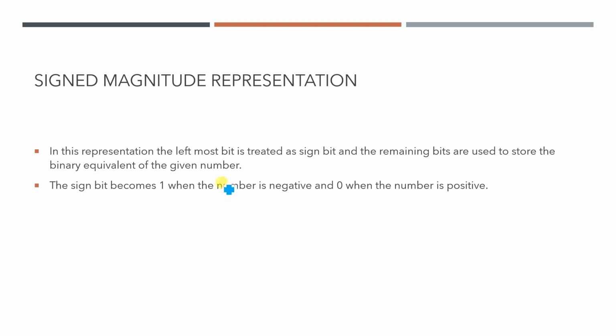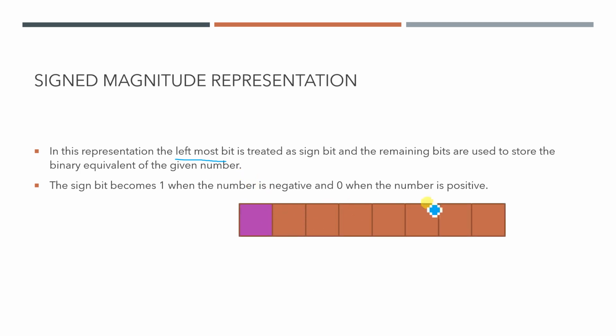So in sign magnitude representation, what will happen? Generally, the word size is already known to us. Then the leftmost bit will be represented as the sign bit. Suppose this is an 8-bit word given to you: 1 2 3 4 5 6 7 8. Now we are in sign magnitude representation.